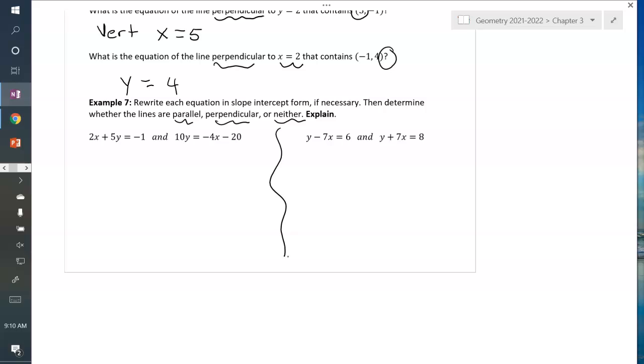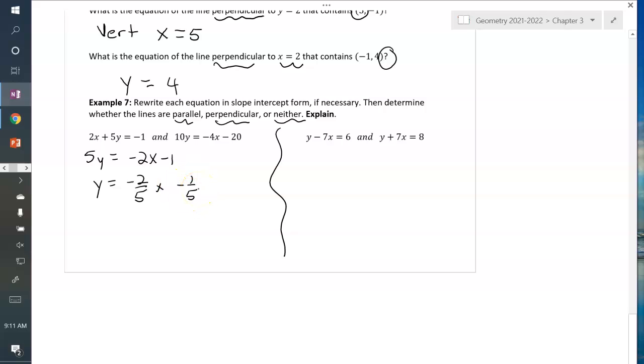So I look at my 2x plus 5y equals -1. That is not slope-intercept form. So I'm going to do some algebra to rearrange it. I'm going to subtract 2x from both sides. So I get 5y equals -2x minus 1. And then I'm going to divide everything by 5. So y equals -2/5 x minus 1/5.